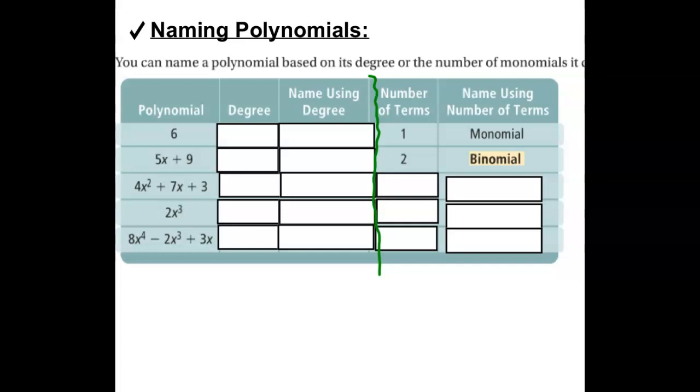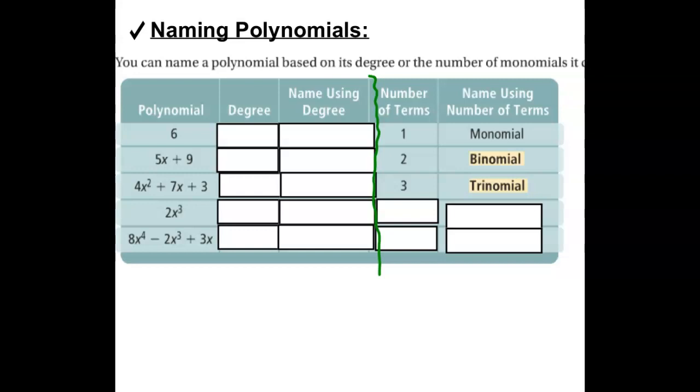Okay? How many terms are in our next one? 3. The 4x squared is one term. The 7x is another. The 3 is another. So it's made up of 3 little monomials. Okay? 3 terms. What do you think it's called? If a bicycle has 2 wheels, remember as a child, a tricycle has 3 wheels. Okay? So monomial is a single term. Binomial is 2. Trinomial is 3. Okay? So mono is 1, bi is 2, tri is 3.